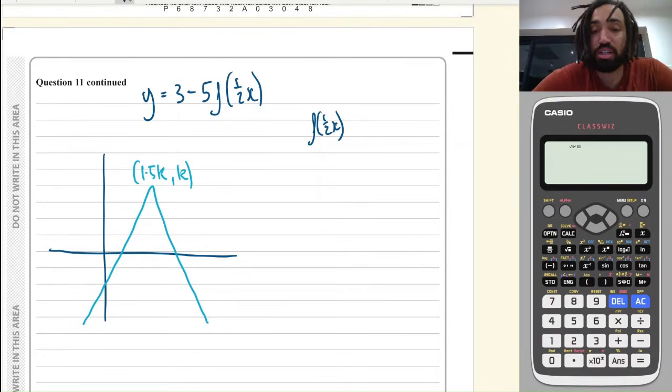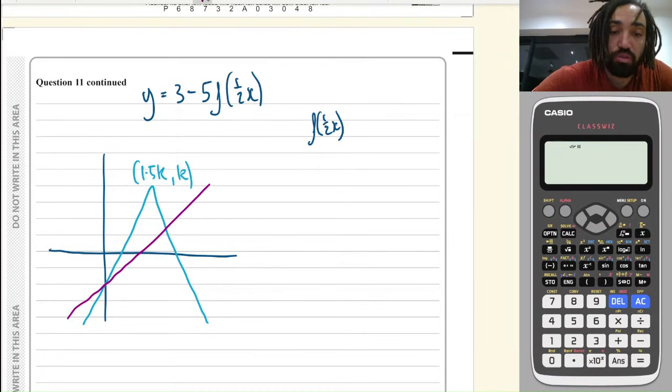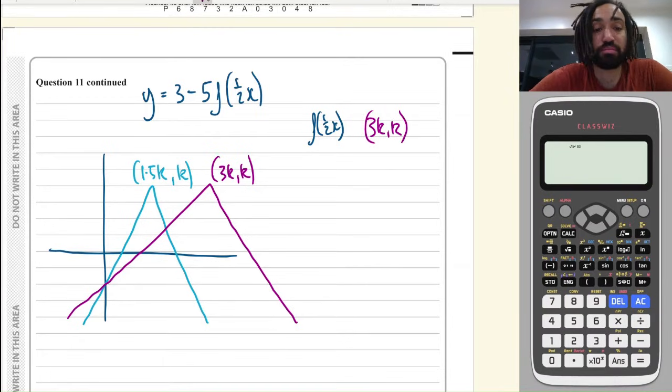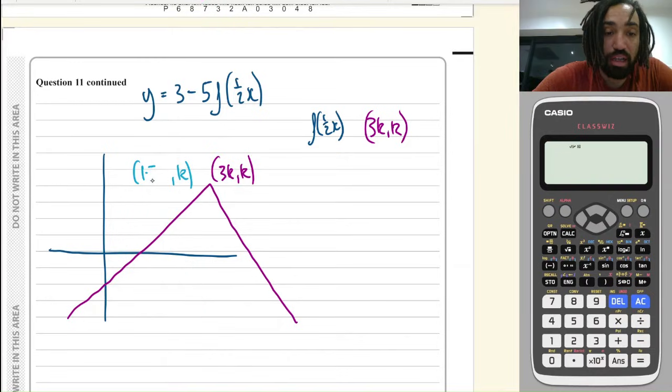That's a graph transformation which stretches the graph in the x-axis by 2. So the new graph would look like this, and the new minimum point will be the x will be doubled, so it'll be 3k, and the y will stay the same. So we'll be at 3k, k after that transformation. Okay, and then what would happen next?